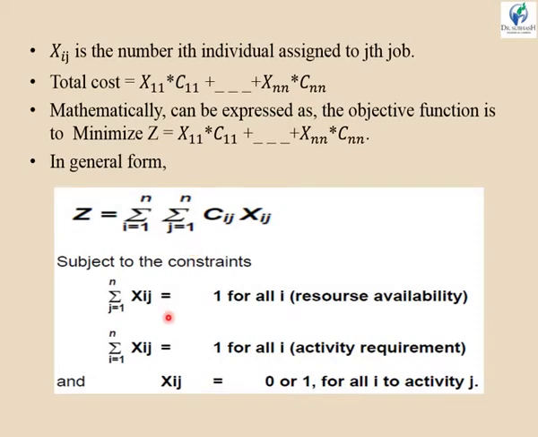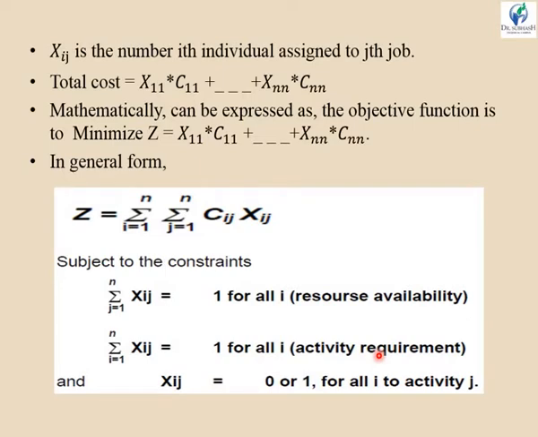Subject to constraints, sum of Xij is equal to 1 for all i, the resource availability, and sum of Xij is equal to 1 for all j, the activity requirement. Why is it equal to 1? Because here it is one-on-one basis. As we had seen in our previous slide, only one task can be taken at a time. One person can take only one job.